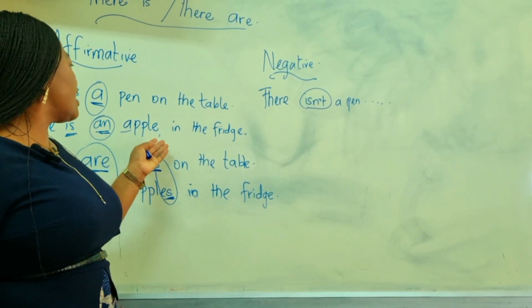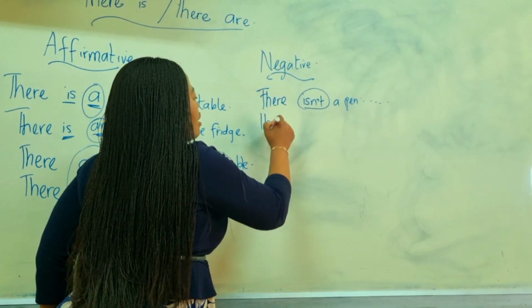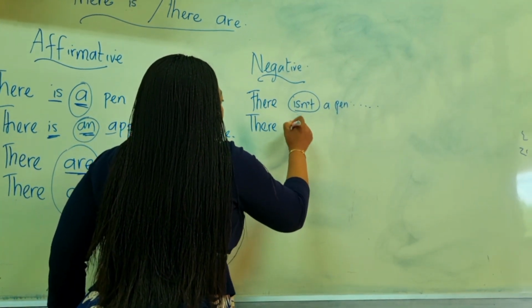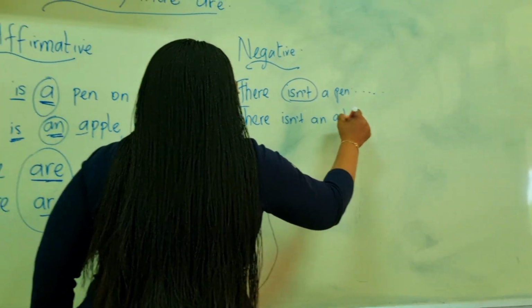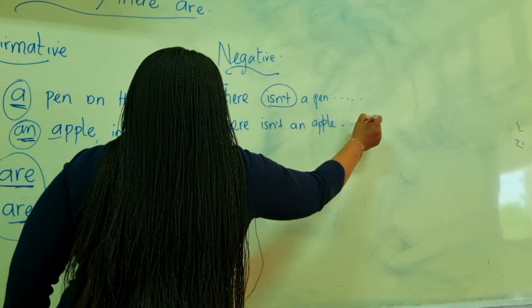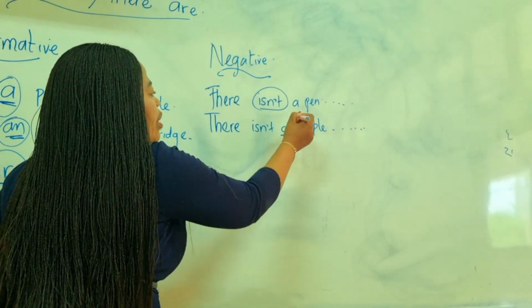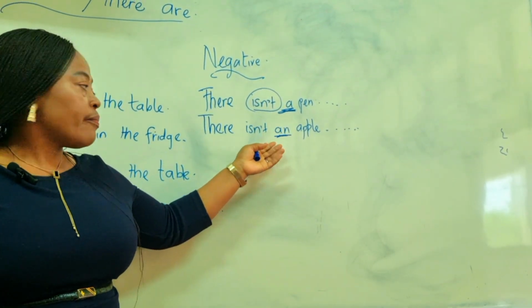Or there isn't an apple on the table. There isn't an apple on the table, in the fridge. There isn't an apple in the fridge. There isn't an apple in the fridge. You realize that even when you're talking about the negative, you still maintain R and N.